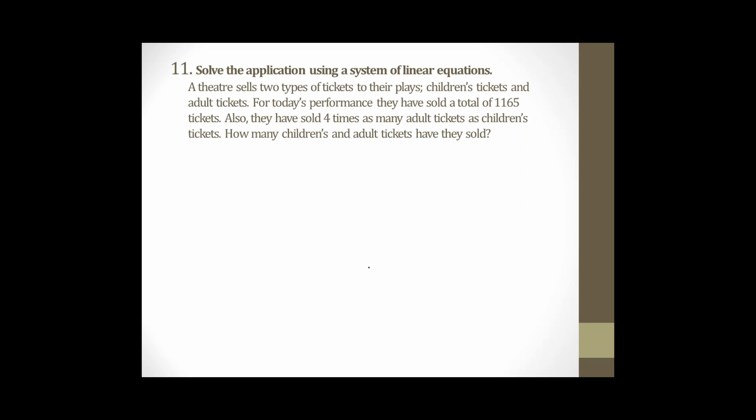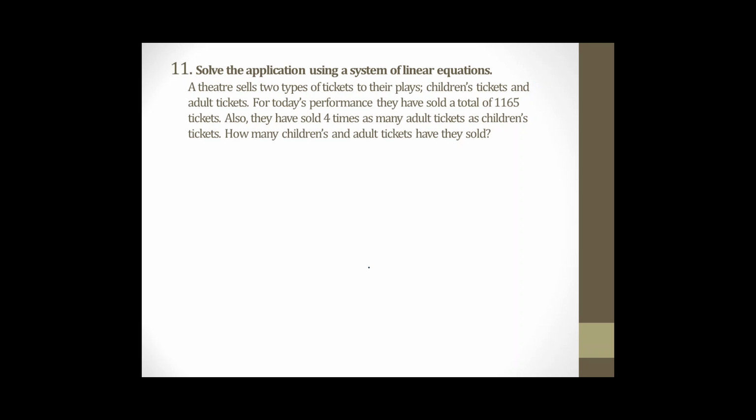Let's read it first. It says a theater sells two types of tickets to their plays, children's tickets and adult tickets. For today's performance, they have sold a total of 1,165 tickets. Also, they have sold 4 times as many adult tickets as children's tickets. So how many children's and how many adult tickets have they sold?